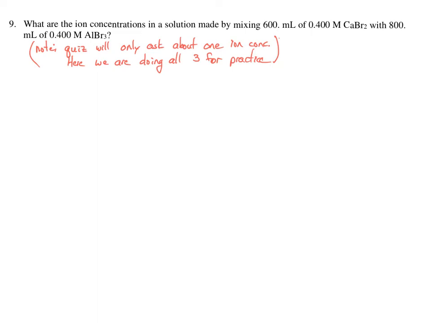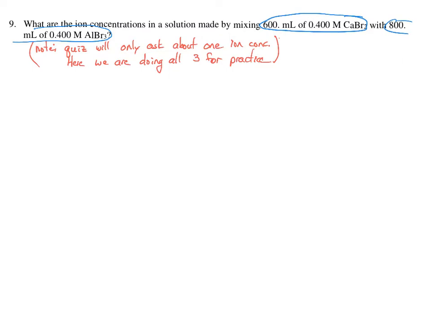All right, in this problem, you're asked about concentrations of ions in solution when we mix two solutions together. So we're going to be mixing the 600 milliliters of calcium bromide with 800 milliliters of aluminum bromide.